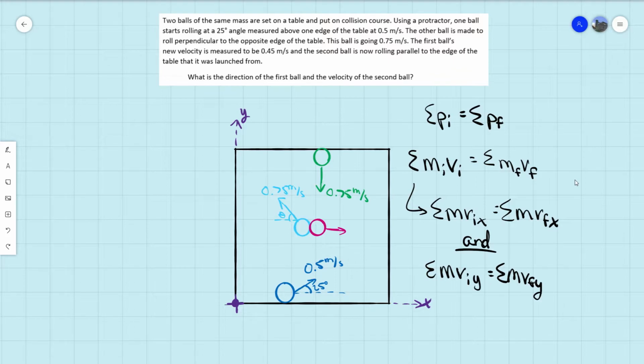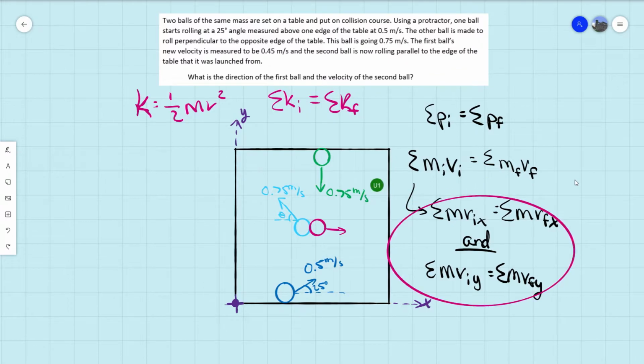If we end up needing it, there's a third formula that we can use. I'll write it down in case you're curious about it, but there's not a guarantee you're always going to use it. It's basically the sum of the kinetic energy initially equals the sum of the kinetic energy finally, where the kinetic energy is 1/2 mv squared. You can use this formula if you're dealing with an elastic collision, but you don't use it in every single elastic collision problem. Usually these are plenty sufficient.